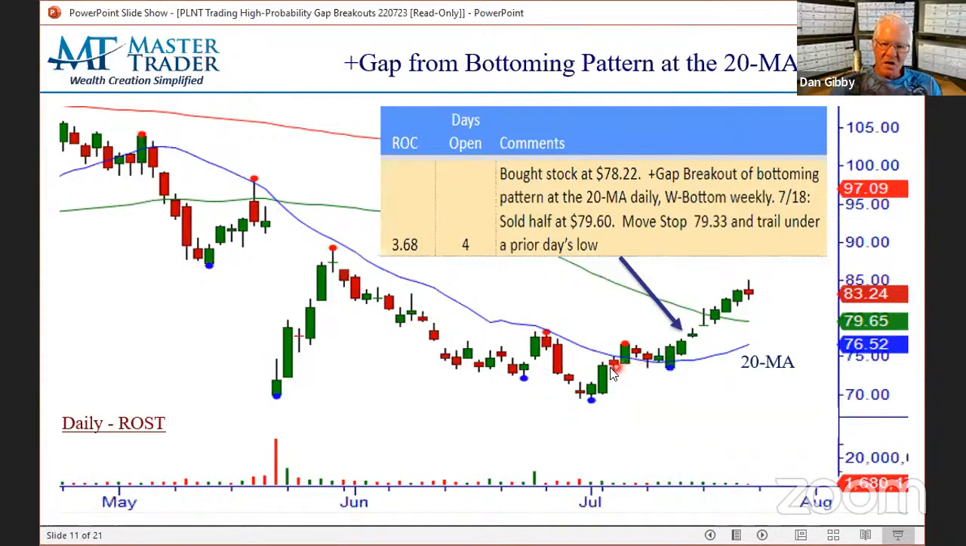It gapped under 5 bars and then closed with a bullish engulfing bar. Then another bullish inside bar with a small gap negated. Then I have a small gap breakout over all these. We bought it. It's a bullish gap breakout of a bottoming pattern at the 20. I'm not showing it, but it was a W bottom on the weekly. It's another swing trade. I mean, we're traders.